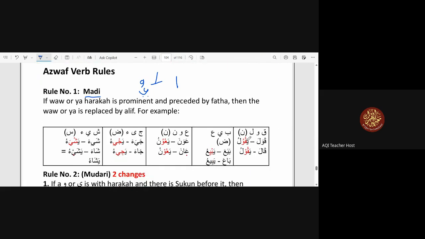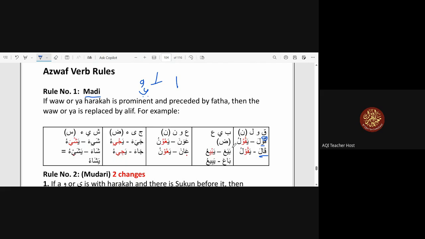Now let's apply this rule in this example. So qawala, this is the verb. Here we can see waw in the second radical, and it is prominent and preceded by fatha. The previous letter has got fatha on top. So now this waw will be replaced by alif according to the rule, and it will become qala. Okay, and that's for bab nasara.